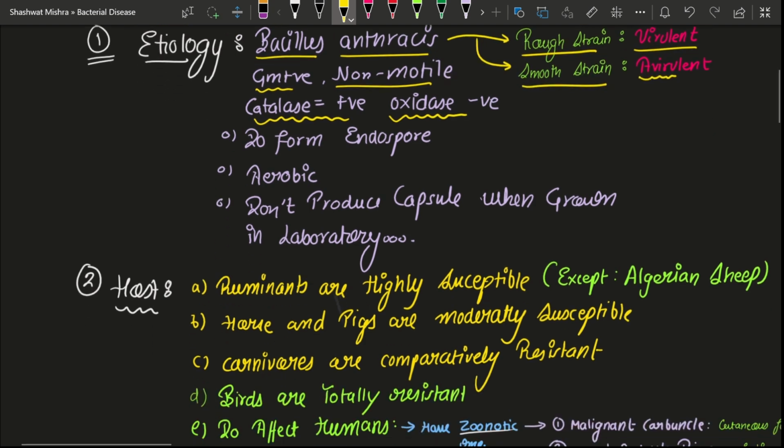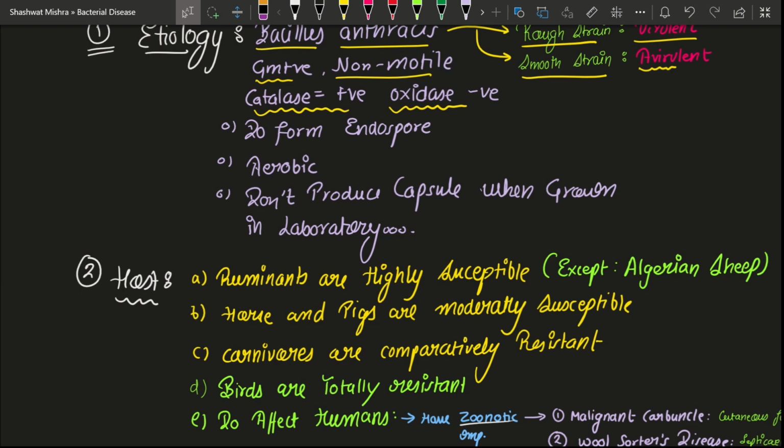The next peculiarity of this bacteria is that it does form endospores. It likes aerobic conditions, and it doesn't produce any capsule when it is grown in laboratory conditions.